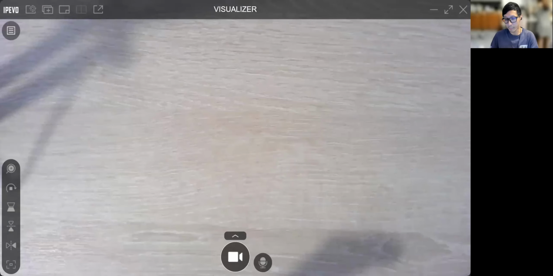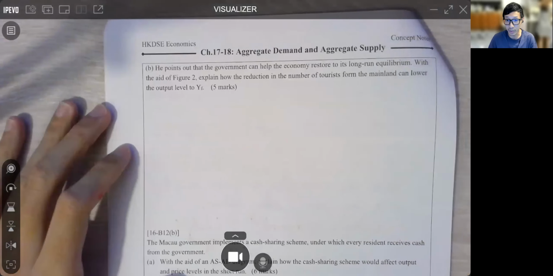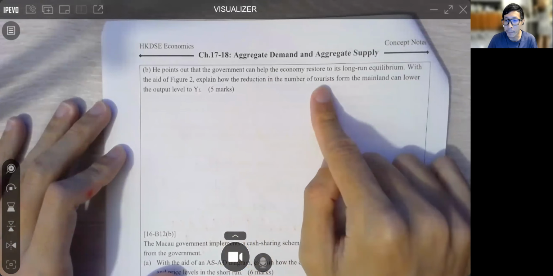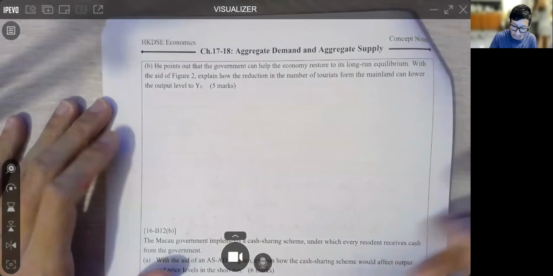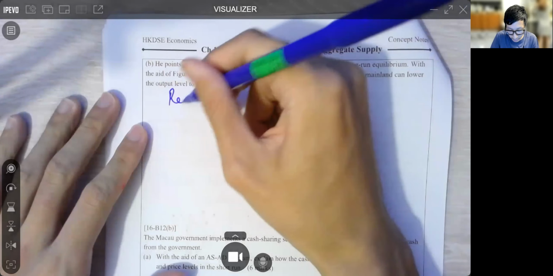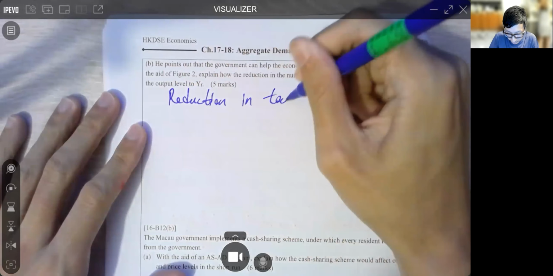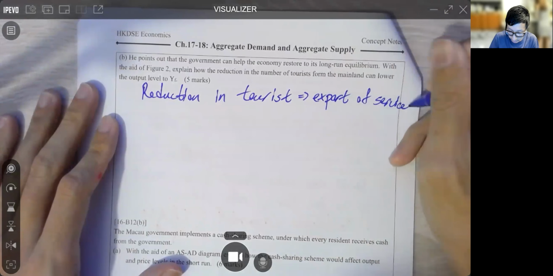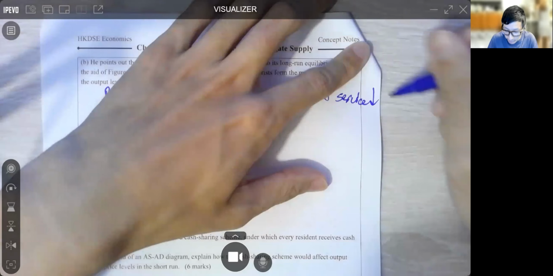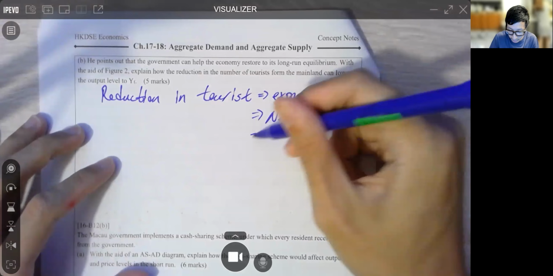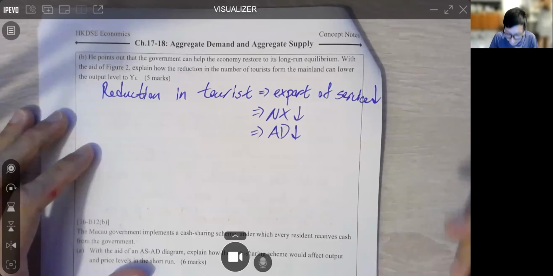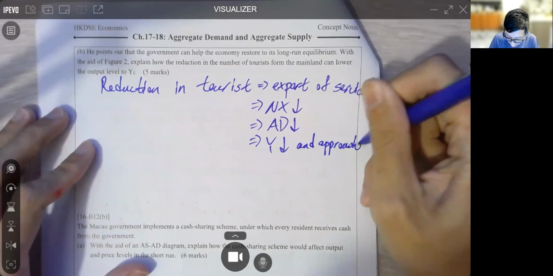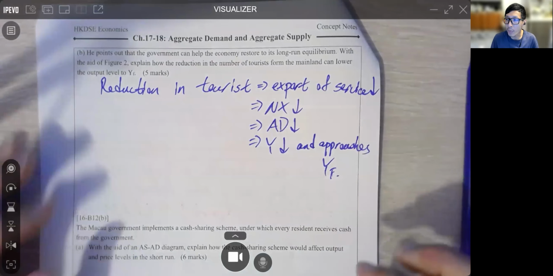Last time we looked at market adjustment, this time we look at part B. Last time was part C, market adjustment. This time part B, government can help restore to long run equilibrium by reduction in number of tourists. Here, with reduction in tourists, it means that our exports of service, what would happen? Now fewer people are coming, so what happens? It would decrease. Therefore, our net export would decrease, resulting in AD decreasing. Therefore, Y would drop and approaches YF, full employment output level.